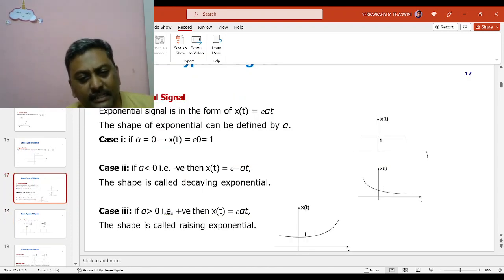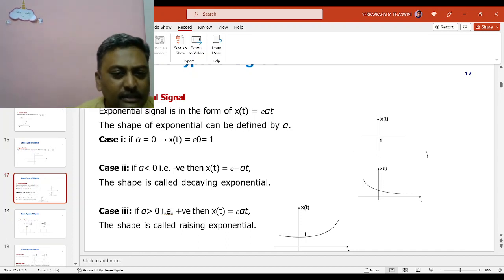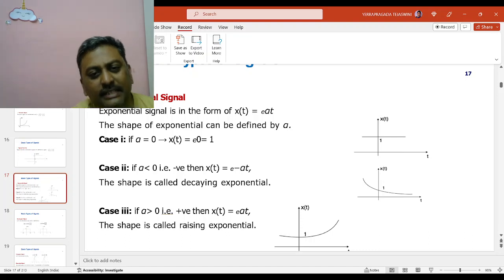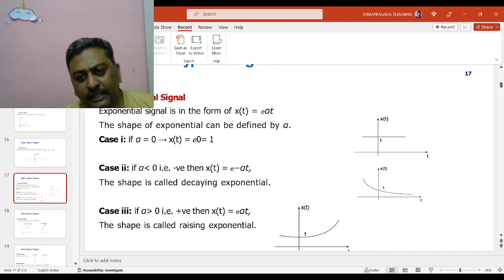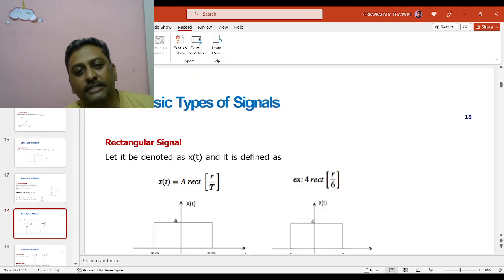And if a is greater than 0, the shape is called a rising exponential. Suppose a is greater than 0, it is positive; a is less than 0, it is negative; and a is equal to 0, the value is 1. So here a is equal to 0, the value is 1 in this first figure. And in the second figure, a is less than 0. If a is less than 0, you can see the value is decaying. Now a is greater than 0 is called a rising exponential.